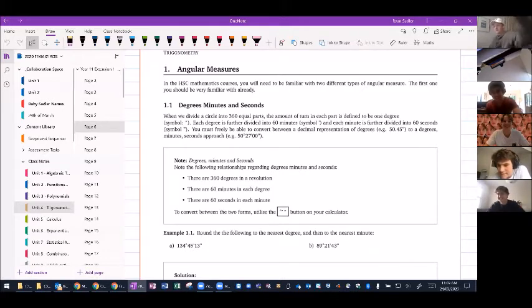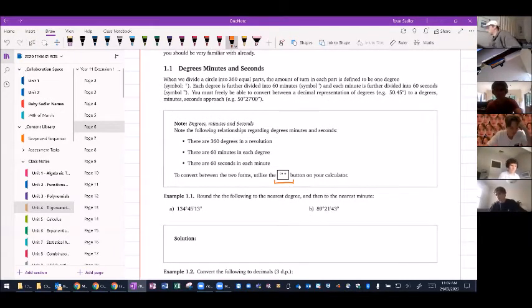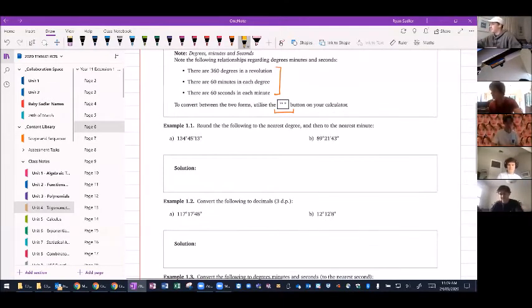Okay, so let's go through this really quickly. So we've got degrees, minutes, seconds. There is a degrees, minutes, seconds button on your calculator. This is one. It's pretty straightforward. Essentially, you need to go between the two. It's written like this. So you've got 134 degrees, 45 minutes, and 13 seconds.